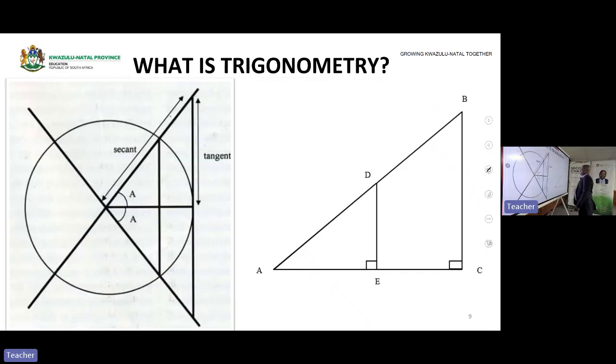Then how does a tangent become a trig ratio of two lines? Out of curiosity again, it is very important for us that we also understand that one.